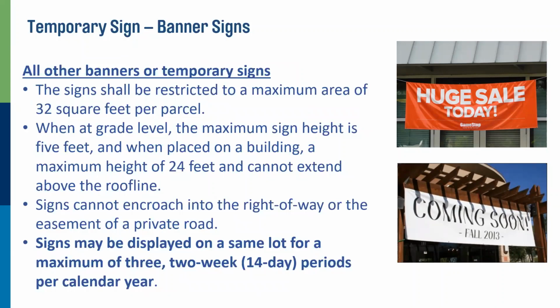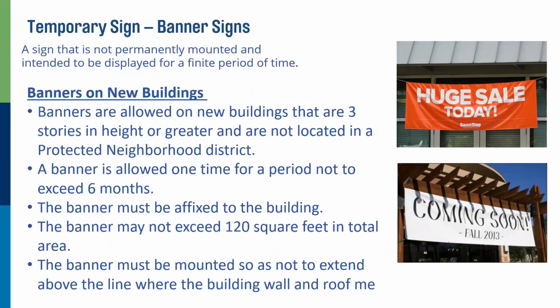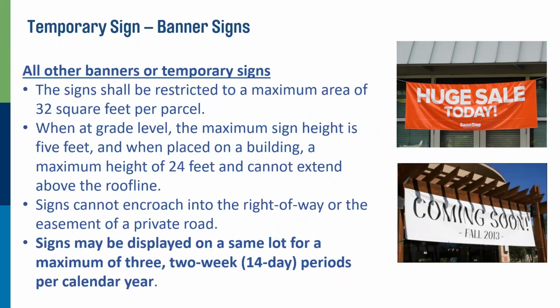So there are other types of banners. So this was banners on new buildings. The main thing to note here on the new buildings is you're allowed a larger sign, 120 square feet for new buildings, because you're trying to advertise your new building, hey, coming soon or whatever. And you may not have your permanent sign yet. So we do allow a little bit larger sign.